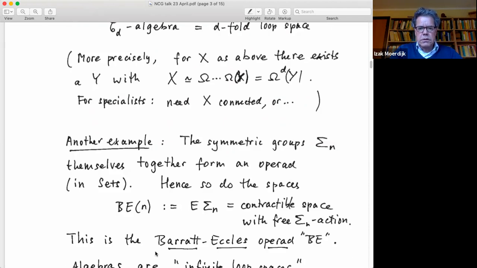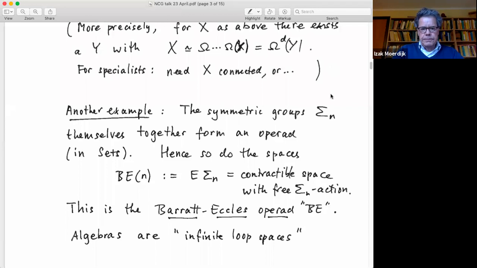That's why I denoted BE. And the BE algebras, the Barrett-Eccles algebras, are exactly the infinite loop spaces. So there are those X for which you can do this for any D. You have found your Y for a D, and then you can find a D-loop further, as they say. So this Y is again the loop space, and so on. So it's infinite loop spaces.